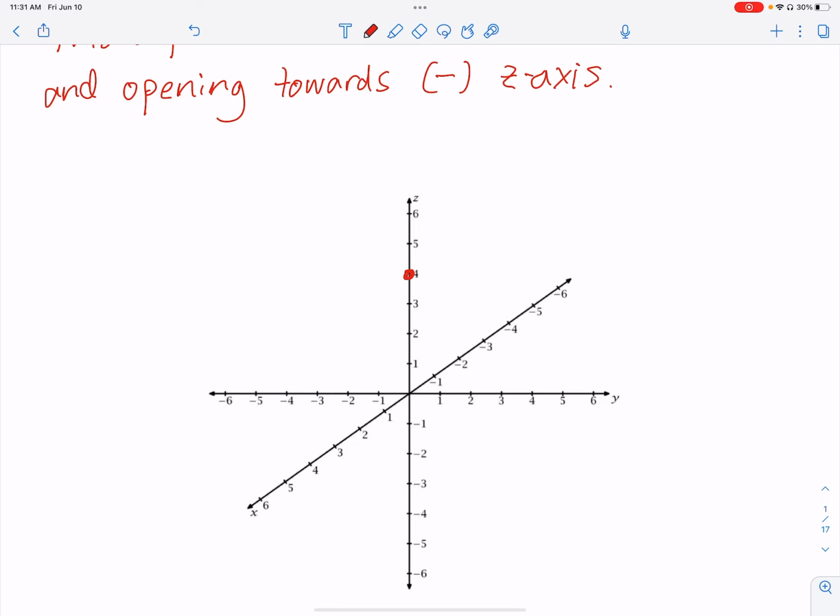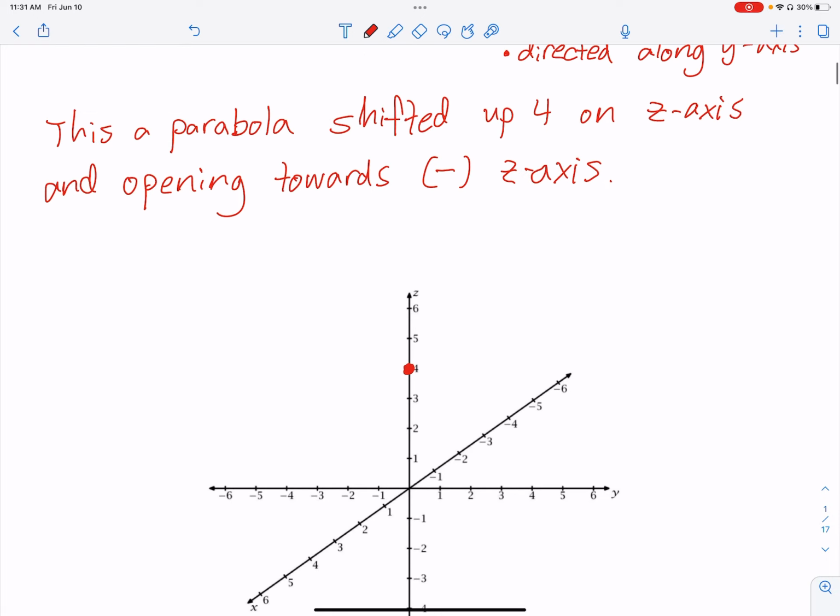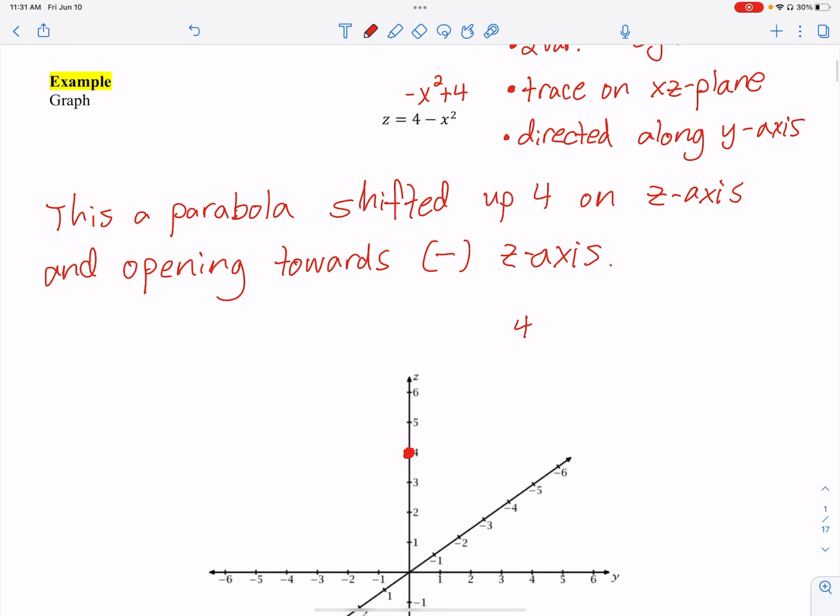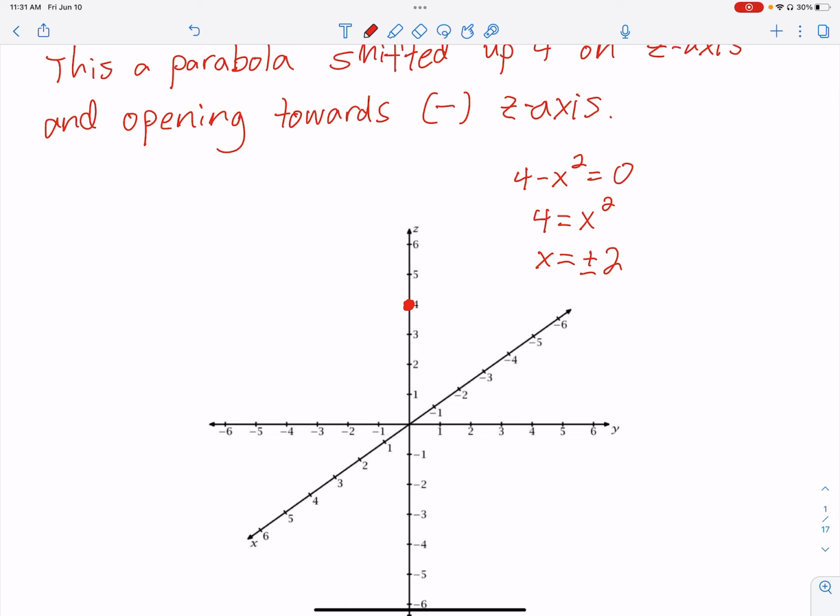So here's my vertex of that parabola. This is the conic section part I'm not going over. That's the vertex. I also know it opens down. So I'm going to find my intercepts by setting this equal to 0. 4 equals x squared, which means the intercepts are plus or minus 2. So that's on the x-axis. So that's here and here.